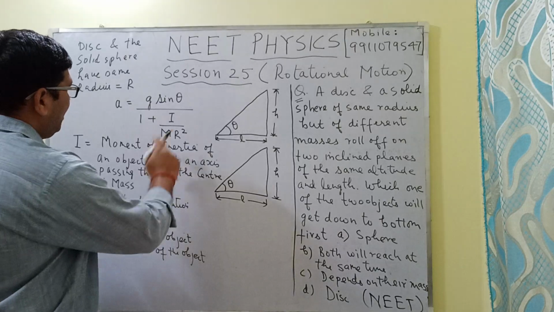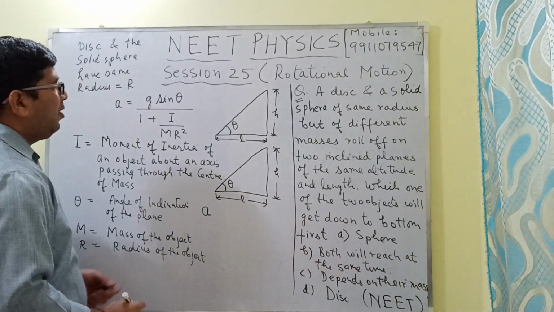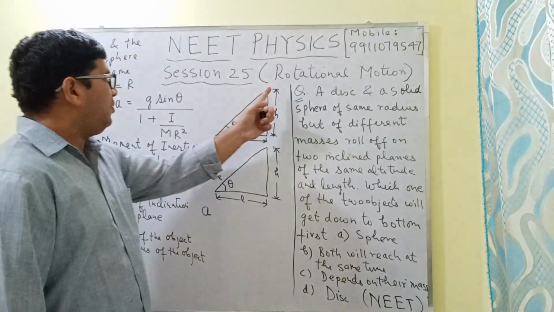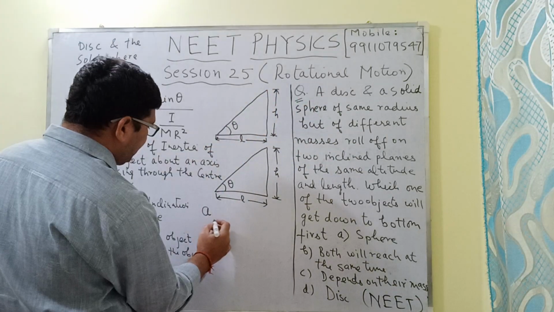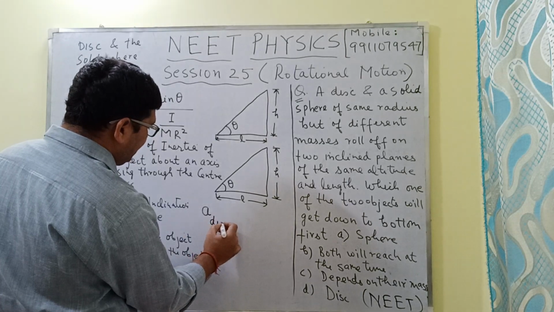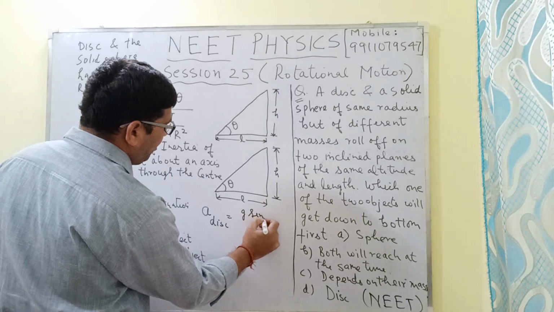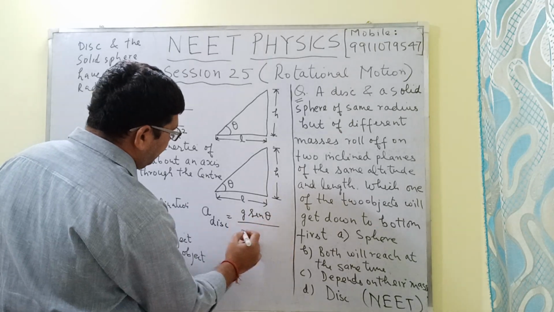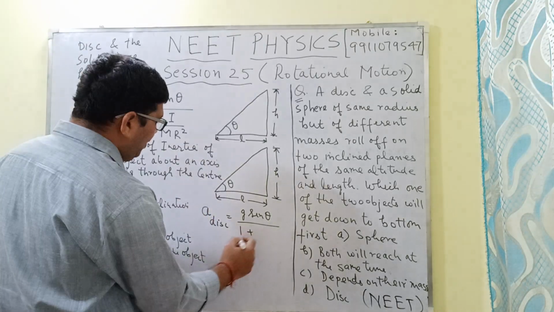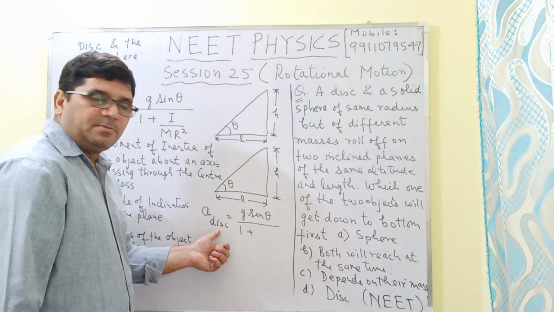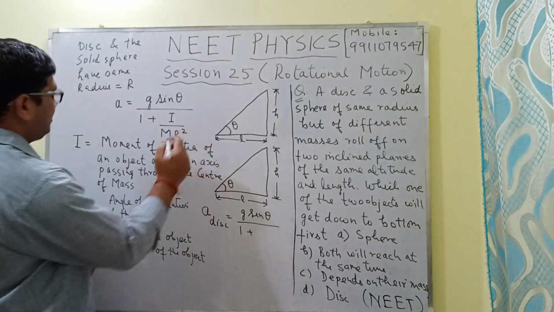So here I will first of all find the acceleration of this disk when it rolls down this inclined plane. Let us denote that acceleration of the disk as a disk, which is equal to g sin theta divided by 1 plus I, the moment of inertia of the disk about an axis passing through the center of mass.